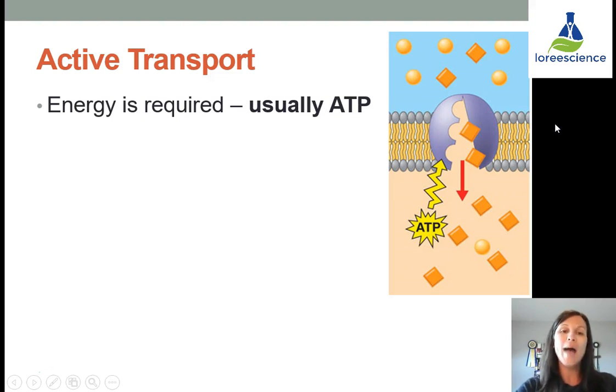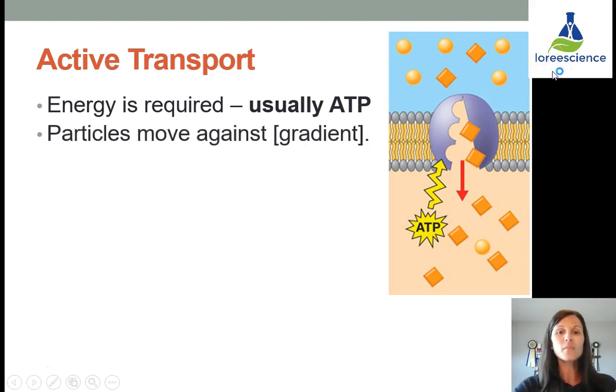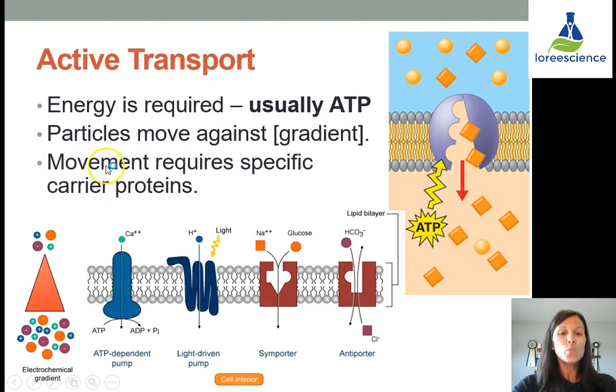So now we move on to active transport. Remembering this is where energy is required, and it's usually in the form of ATP. This is because substances are moving against their concentration gradient. So movement requires specific carrier proteins because they are not naturally going to get through, and they need the energy because they're not naturally going to go against their concentration gradient. So we can have many different types of proteins, and we're going to talk about them in the next few slides.